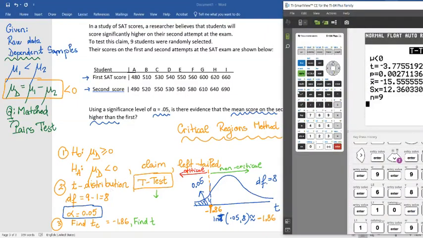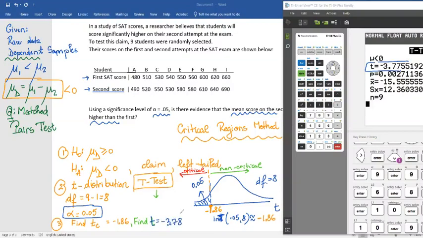And keep in mind, the only piece of information we need from here is actually T. This is the test statistic or the test value. This one, and I'll just round it to 2 decimal places. So T is actually negative 3.78.